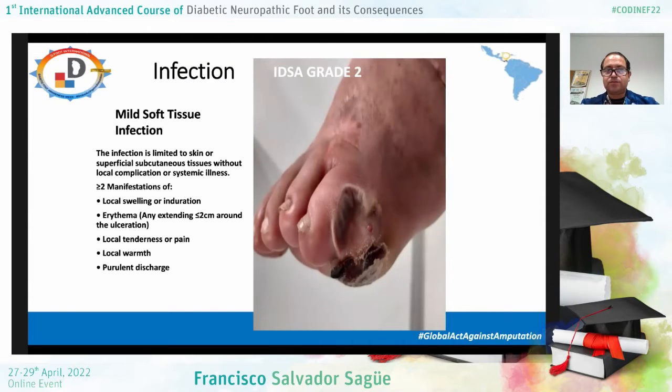In infection, grade 2, mild soft tissue infection. The infection is limited to skin or superficial subcutaneous tissues without local complication or systemic illness, with manifestations of local swelling or induration, erythema of any extent less than 2 centimeters around the ulceration, local tenderness or pain, local warmth, or purulent discharge.